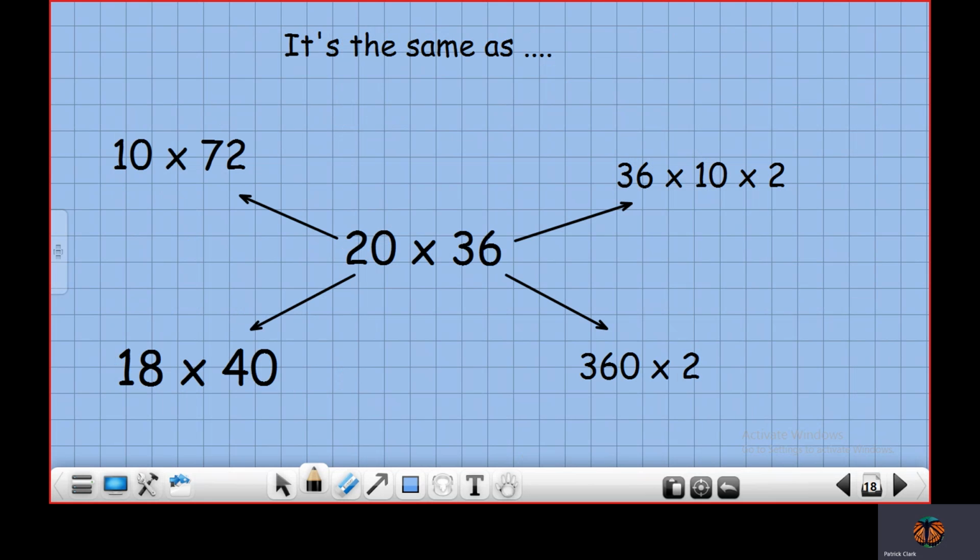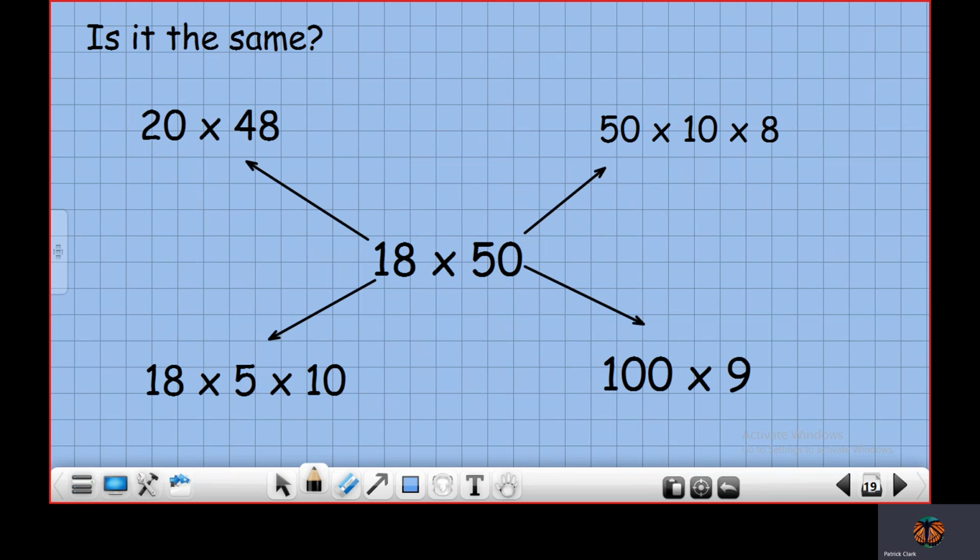What does this mean for us when we're doing our work then? Well, it means that sometimes we can make a question easier just by altering some of the numbers. Here we've got the question 20 times 36. And here I've got some other ways of solving it. 10 times 72 is the same as 20 times 36. 18 times 40 is the same as 20 times 36. I've got 36 times 10 times 2, and then 360 times 2. All of these have the same answer. But which ones do you think are easiest to solve? I think probably 10 times 72 is the easiest there for me, but you might have a different opinion.